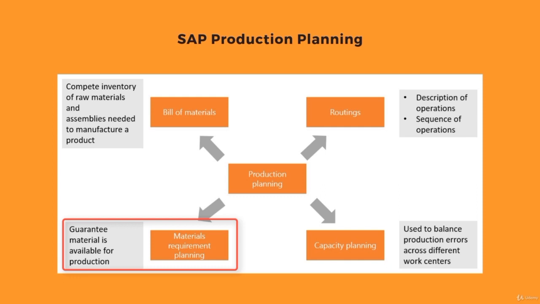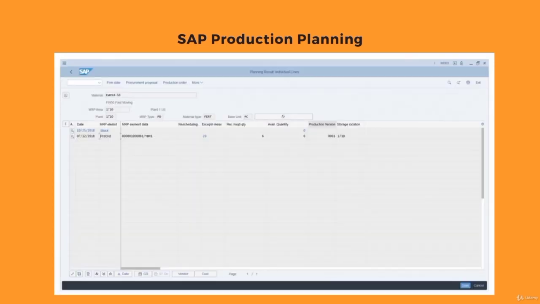Finally, material requirement planning, MRP, is used to guarantee material availability for production. The key feature of MRP is that when it is run, it will create procurement proposals. It ensures production can happen, and it minimises the cost of holding too much unnecessary stock. So let's look at MRP in the system. This is a screenshot of a planning result for our material, FIN50, fast moving. It shows us that we have enough available quantity of this material in the storage location.